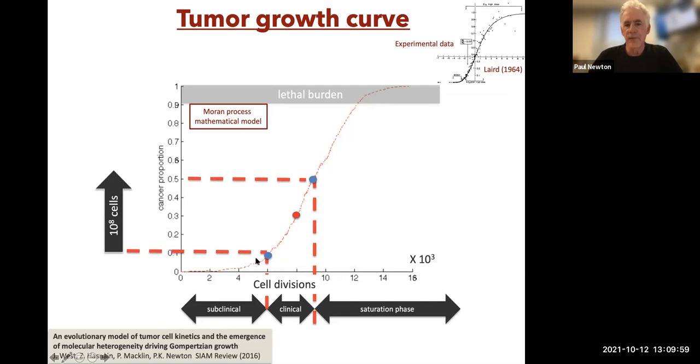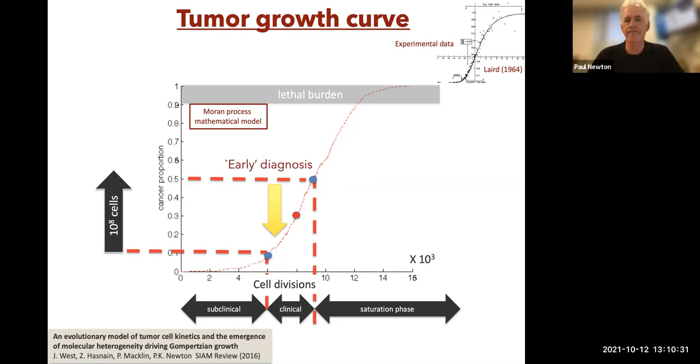To the left of the blue inflection point is what I would call the subclinical region, where the tumor is not yet detected. Between these two inflection points would be, generally speaking, the clinical regime, where the tumor typically gets detected. And to the right of the second blue inflection point is the lethal burden. As I said, you're up in this region here with 10 to the 8th plus cancer cells.